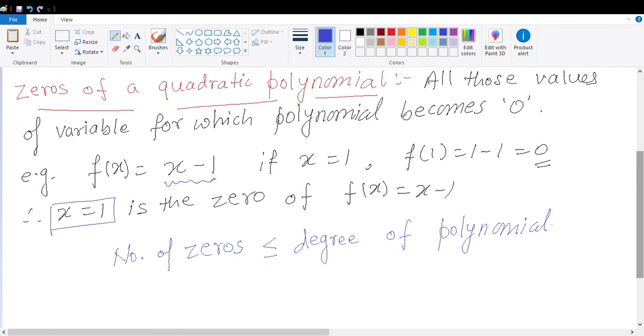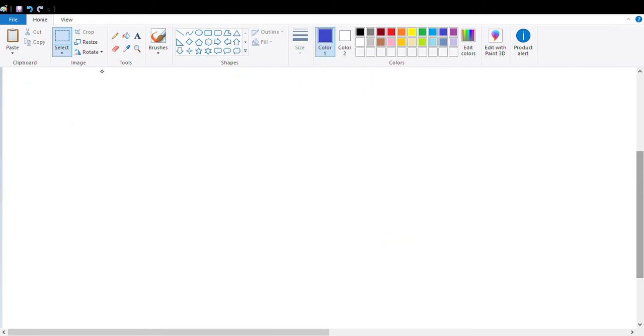Now let's consider some examples of quadratic polynomials. For example, say f(x) = 3x square plus 2x minus 1. This is a polynomial and we want to find the zeros. So what we will do here is let 3x square plus 2x minus 1 equal to 0. Now here you need to factorize this. Factorization can be done by splitting the middle term, or by the quadratic formula, or by the completing the square method. First I am going to explain splitting the middle term.